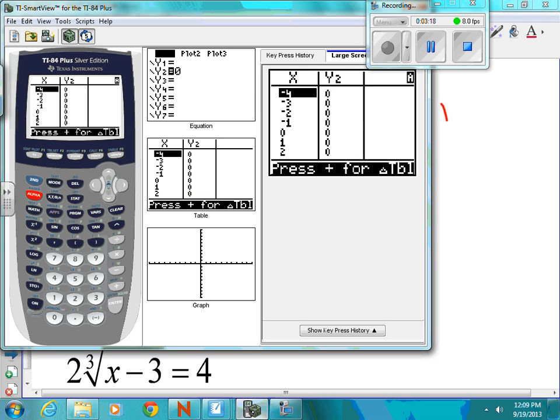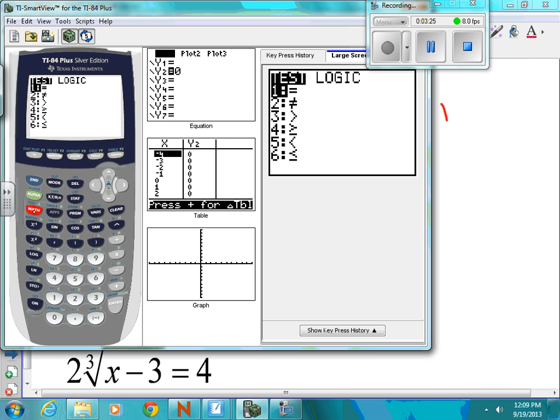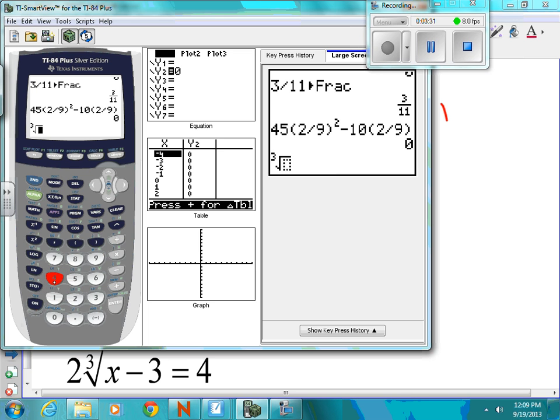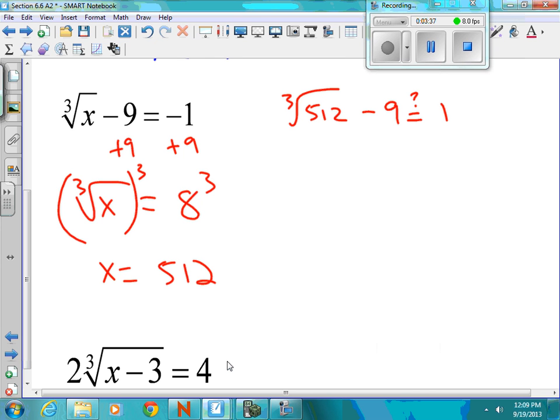On our calculator, we do second, math. Cube root is 4. And we put in 512. Let's see what we get. We get 8. 8 minus 9 is negative 1. It checks.